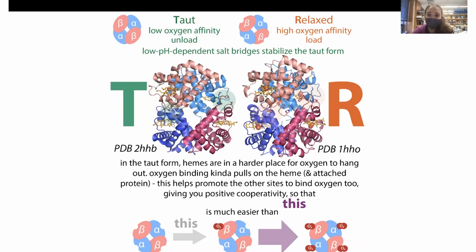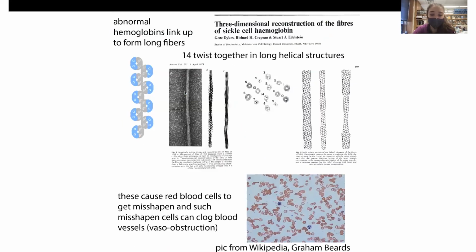So when it's oxygenated, it's in this R form, and when it's deoxygenated, it's in this T form. And what happens is that in this T form, the deoxygenated form, the sickle version can link up to form these long fibers, these long helical structures that can cause the red blood cells to get misshapen and clog blood vessels.